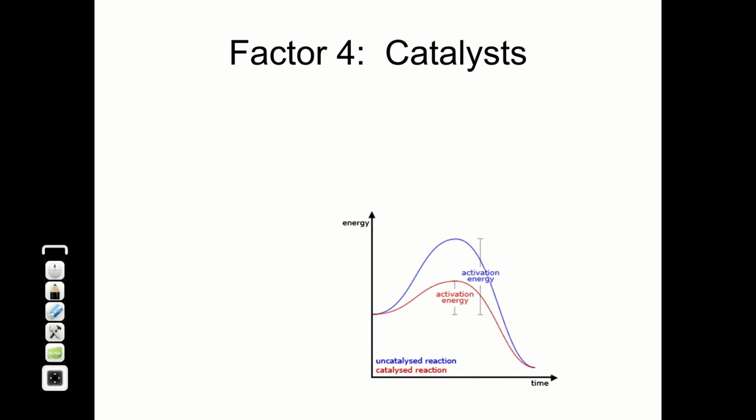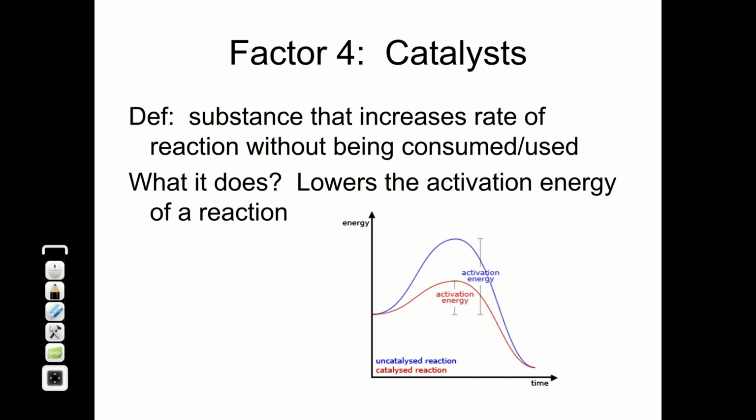Factor 4, catalyst. Finally introducing a catalyst involved with these. The purpose of a catalyst is it's a substance that will help increase the rate of reaction without being consumed, so you can continue to get it back. What a catalyst actually does is actually one of two things. I have one written there. It will lower the activation energy of a reaction. That is definitely kind of like the more straightforward chemical definition of what a catalyst will do.